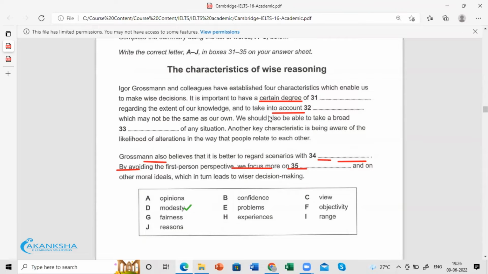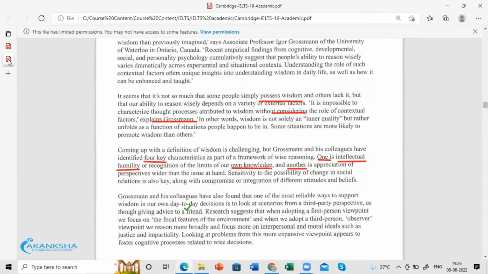So now next one, and to take into account dash. What is that word that we may need here, which may not be the same as our own? And take into account means what? Can anyone tell me what exactly does this mean? Take into account means what?